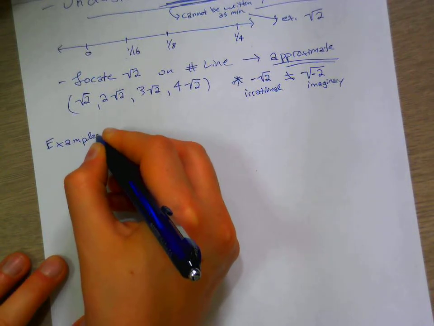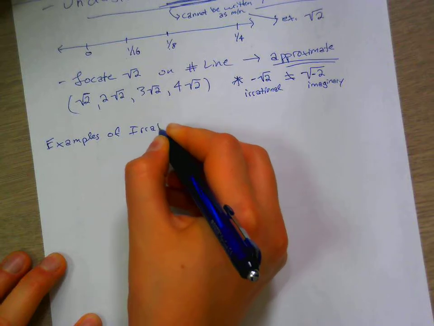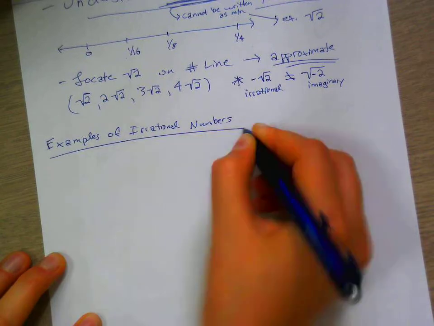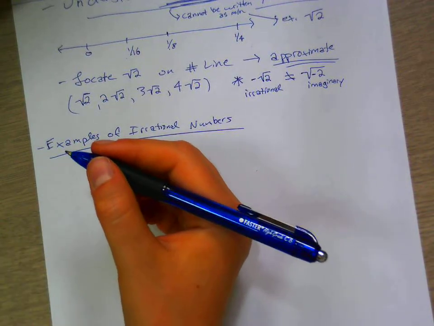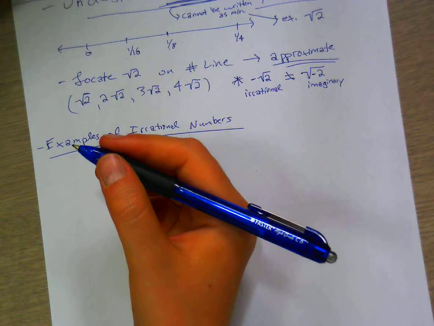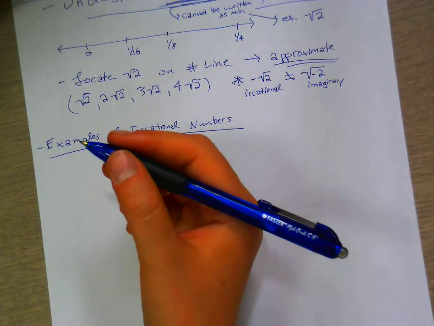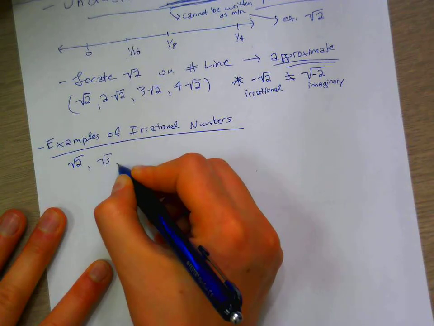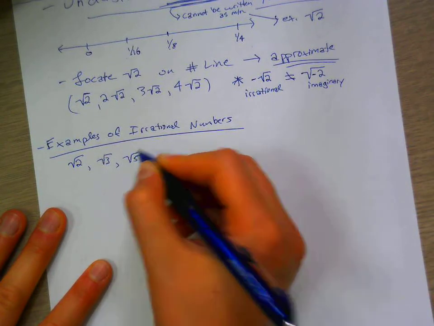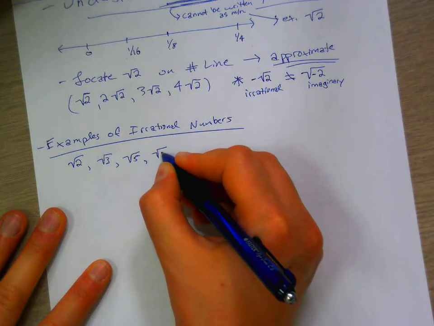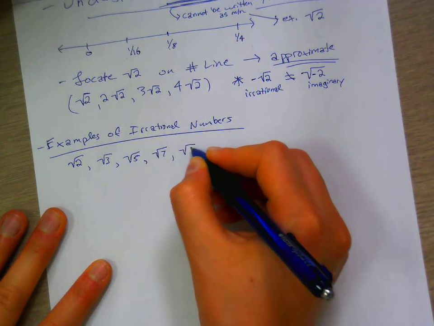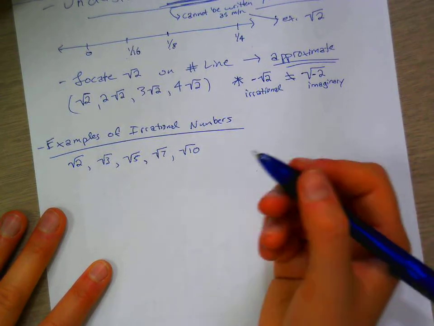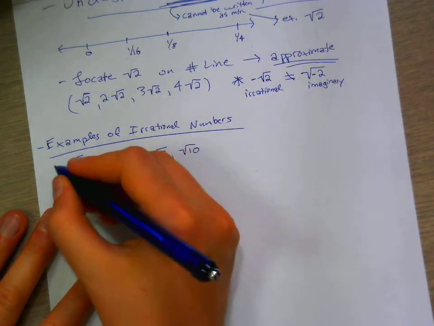Let's do some examples of irrational numbers. Make sure you're writing all this down. Many square roots of positive integers are irrational numbers. If it is the square root of a prime number, it is an irrational number. But there are also others besides prime numbers. For example, 10. There is no square root of 10, therefore it is an irrational number. These are all examples of irrational numbers.